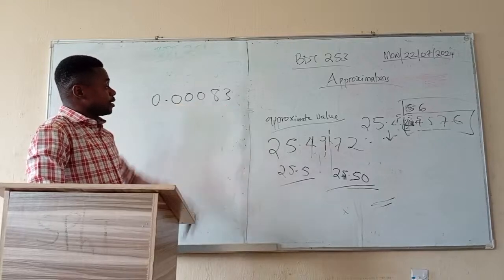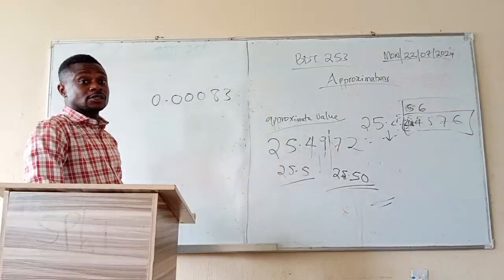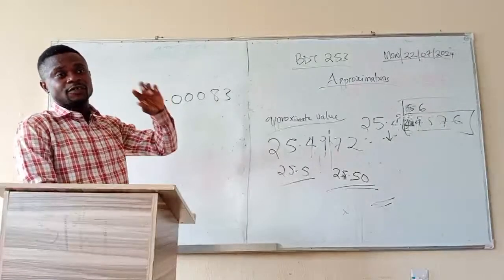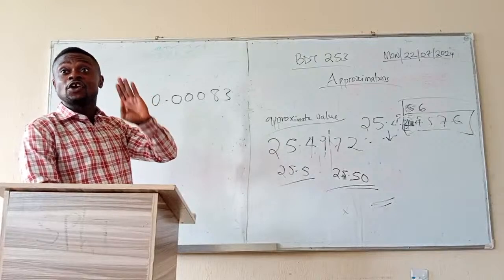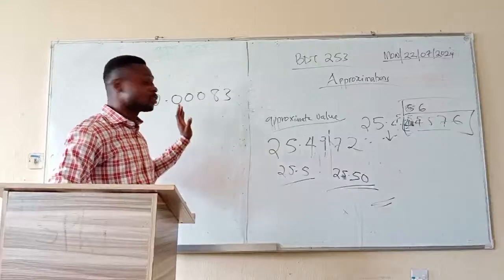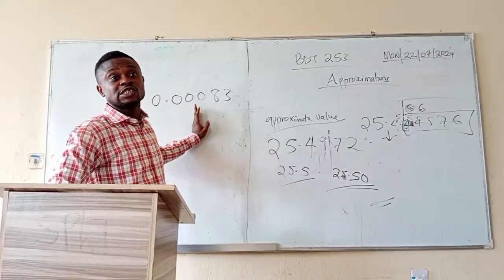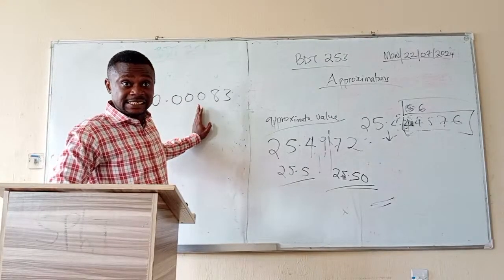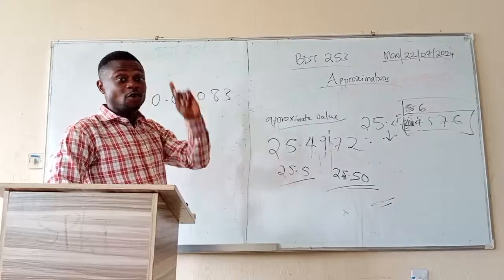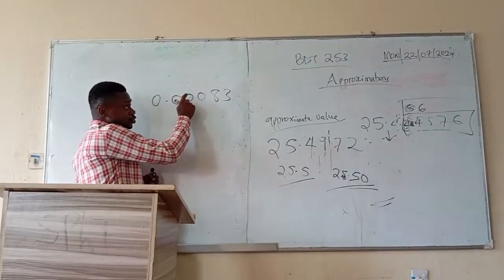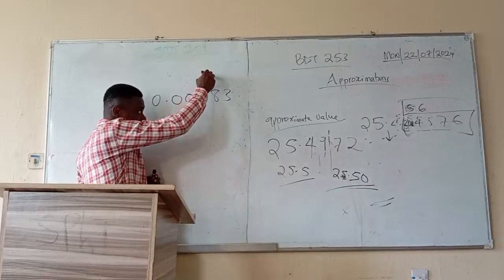0.0008, to 3 decimal places. The question says we should do what? So how do you go about it? First of all, ask yourself what a three-decimal place means. If you don't understand what three decimal places means, you cannot solve this question. Three decimal places means 3 digits to the right of the decimal point. So this is the decimal point, right? 1, 2, 3. This is where it stops.